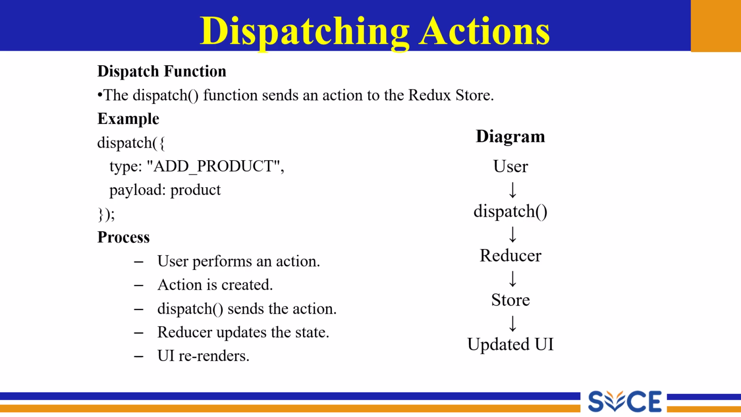Let's understand this step by step. Step 1, user clicks add to cart. Step 2, action creator creates an action. Step 3, dispatch sends the action. Step 4, reducer checks the action type. Step 5, reducer updates the state. Step 6, store saves the new state. Step 7, React automatically updates the screen.